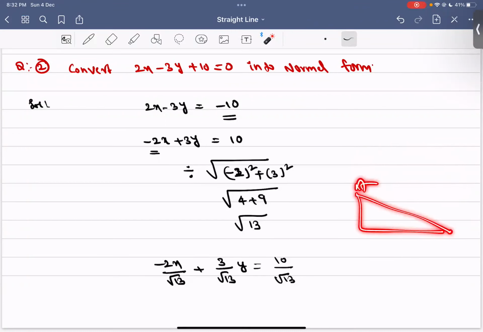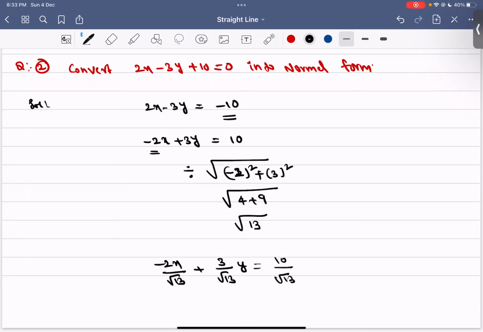So this is a, b, c, therefore this is c, this is b, this is a, therefore c square is equal to a square plus b square. That's why I divided by root of a square plus b square. Then what you get here, coefficient of x is minus 2 by root 13, coefficient of y is 3 by root 13. So if minus 2 by root 13 is cos alpha, 3 by root 13 will be sine alpha.